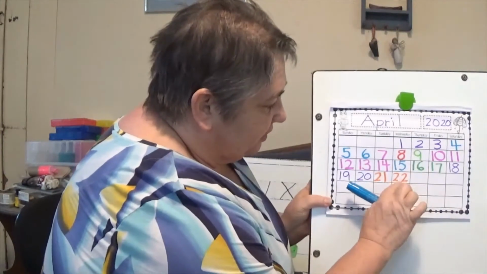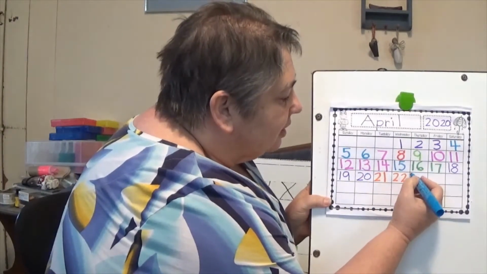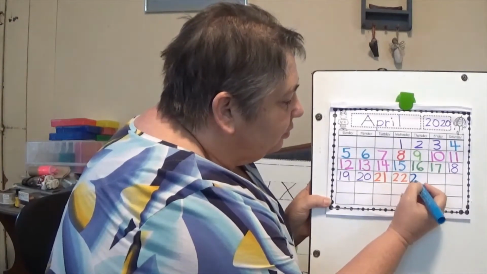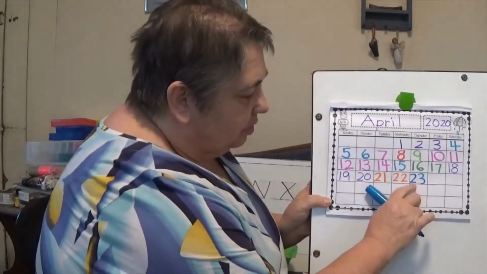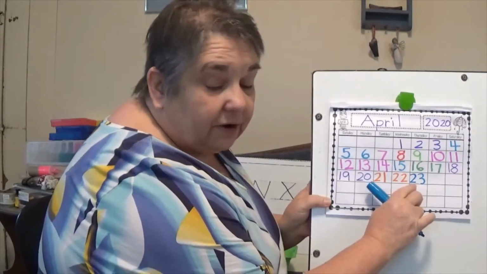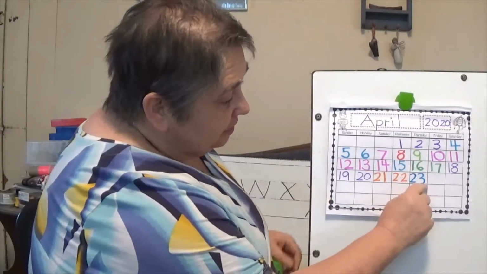23, exactly. If yesterday was the 22nd, today's going to be the 23rd. Let's make our 2 and our 3. And Tristan, what does this stand for? Right, 2 10 frames and 3 more. So that's what you'll need to have on yours.